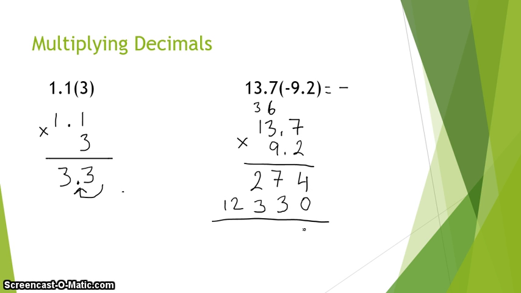Go ahead and add it up. So 4 and carry the 1. So 7 plus 3 is 10, carry the 1. 2 plus 3 is 5, plus 1 is 6. And then bring down the 2, bring down the 1. And we're going to count how many decimal places we had. So we had 1, 2 decimal places. So we're going to count off 1, 2 decimal places in our answer.